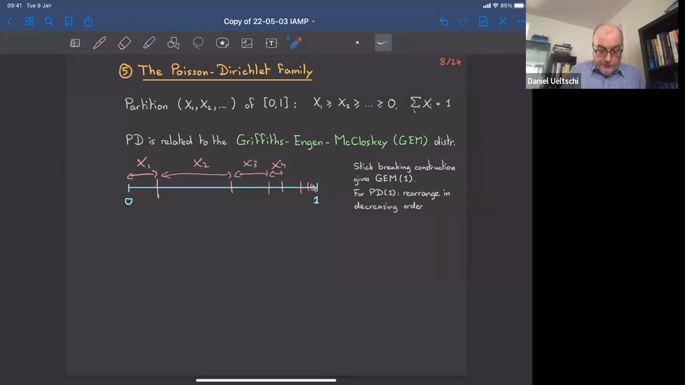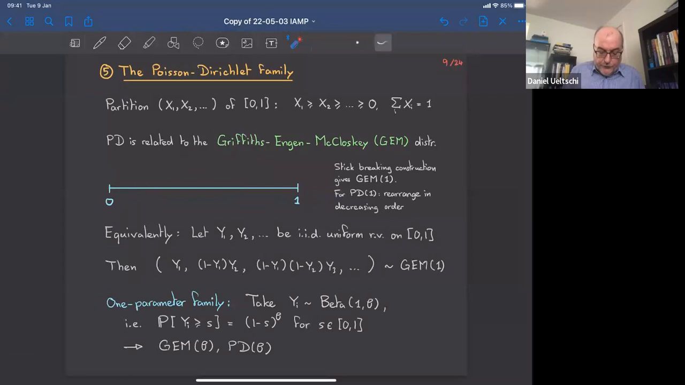So here you get a bunch of numbers, and they are all positive. They all add up to one by construction, almost surely. They are not exactly ordered. As you see, x1 is not larger than x2 over here. But if you reorder those numbers from the largest to the smallest, you get the random vector which is Poisson-Dirichlet. So this is the so-called stick breaking construction or residual allocation model. And when you start with a uniform random variable on 0, 1, and you do this, you get Poisson-Dirichlet of parameter 1.